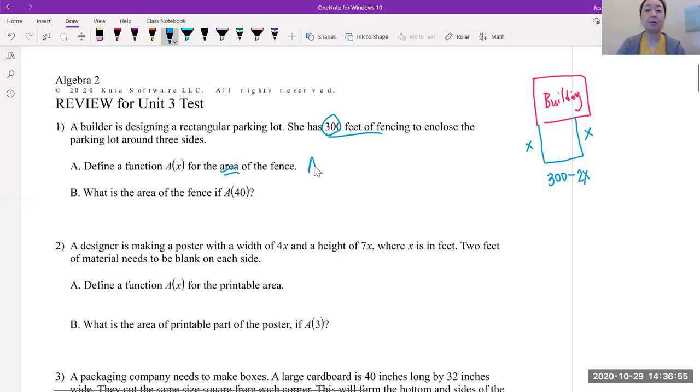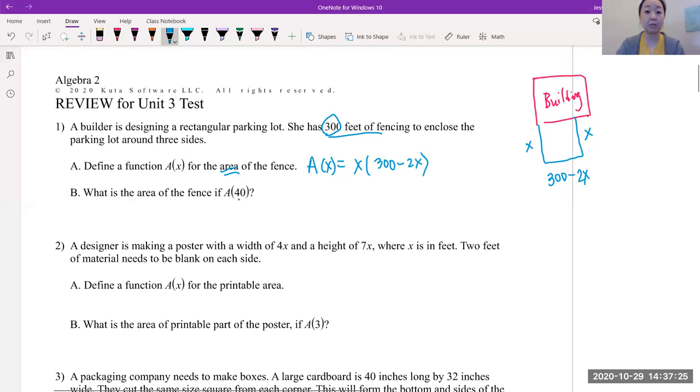All right, so we're going to find the area. And if you guys remember, the area of any rectangle is length times width. So if you don't know that, remember that. So A of x is equal to length times width, and it honestly doesn't matter which one, but I like using the x as that part: x times (300 minus 2x). That's it. Nothing else to do. That's all you got.